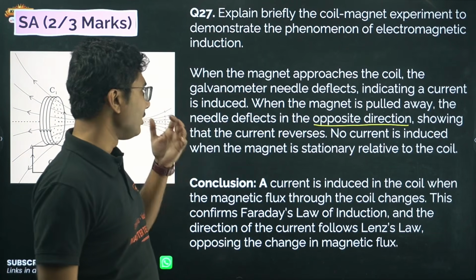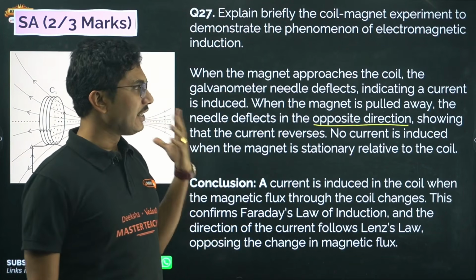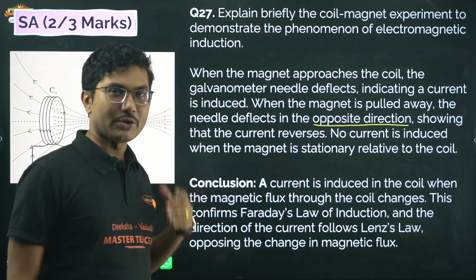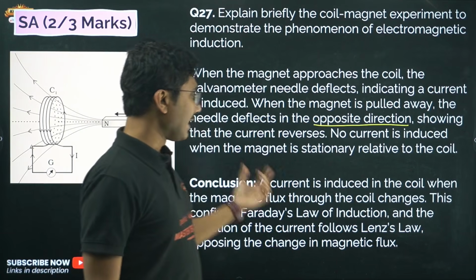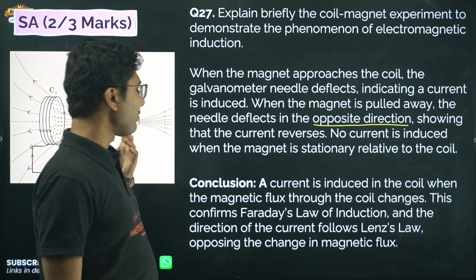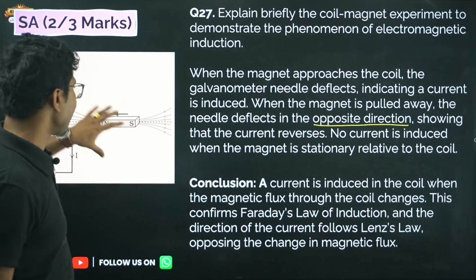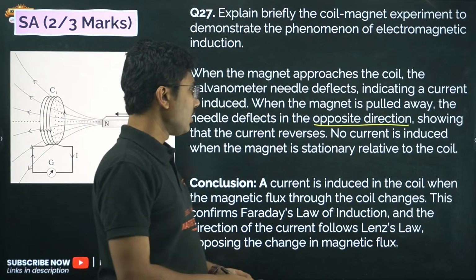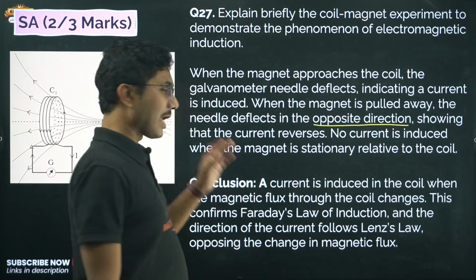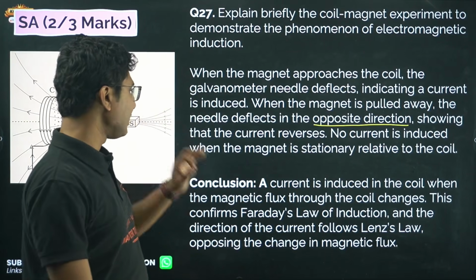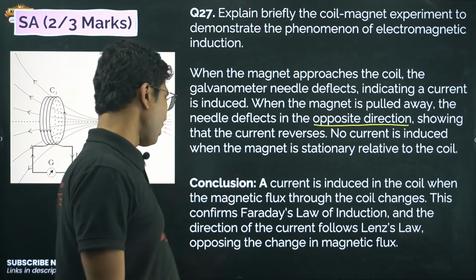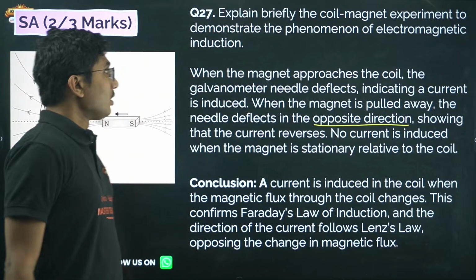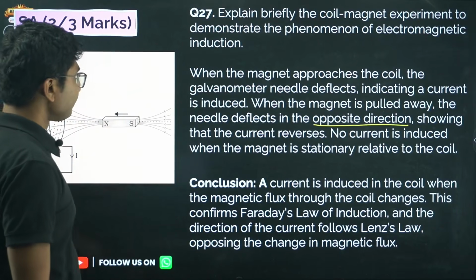No current is induced when the magnet is stationary relative to the coil. This is the statement, and then you have to explain or conclude it. A current is induced in the coil when the magnetic flux through the coil changes. Magnetic flux means the number of field lines linked with the coil changes. This confirms Faraday's law of induction, and the direction of the current follows Lenz's law, opposing the change in the magnetic flux.